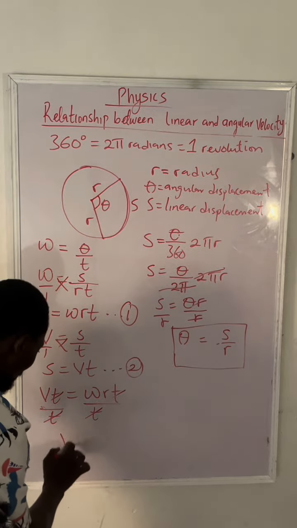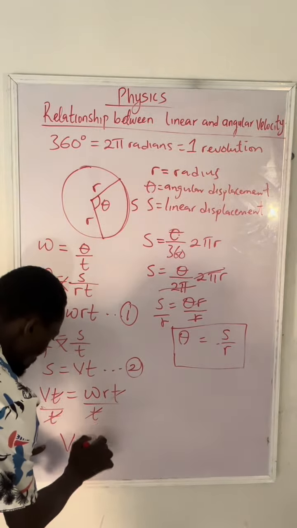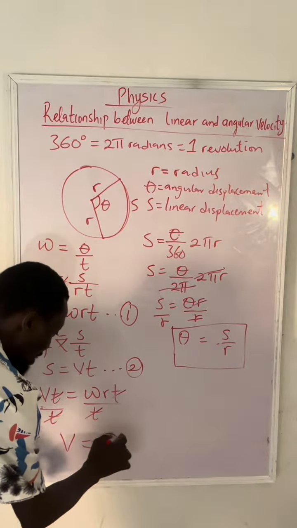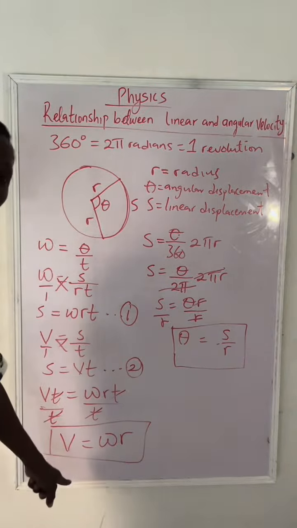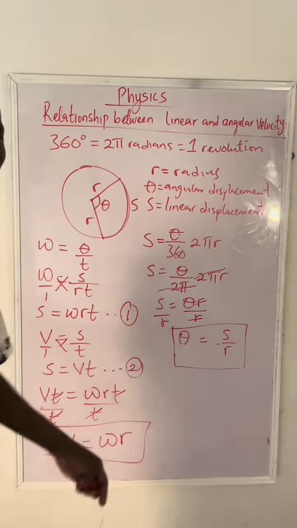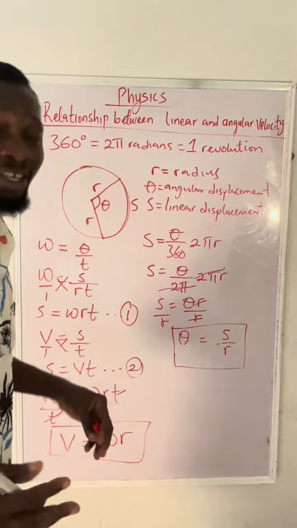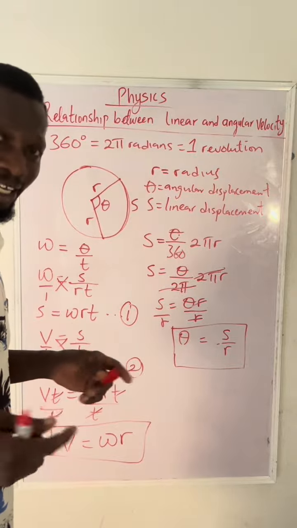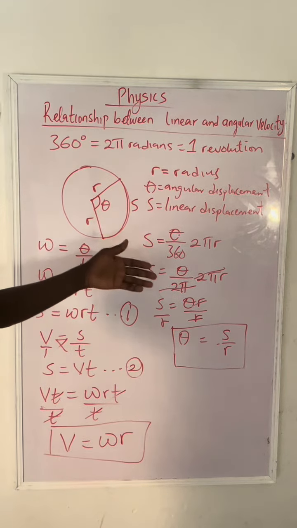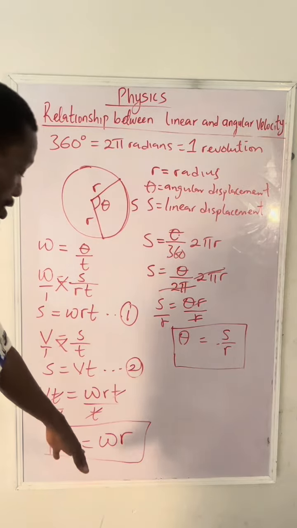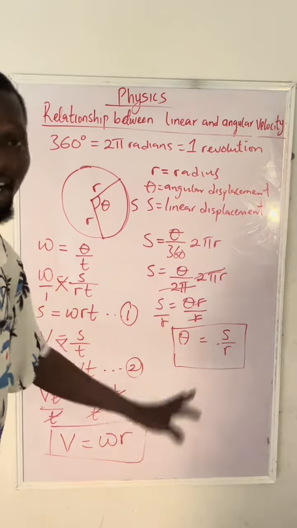So we can say v is equal to, which is linear velocity, equals angular velocity omega times radius. And this is the relationship between the linear velocity and angular velocity. This question does come out most times in WAEC, in JAMB. So it's something that we can know. You can actually know how to derive that, but of course you should know the relationship: v equals omega r.